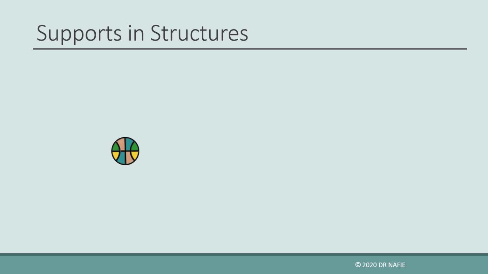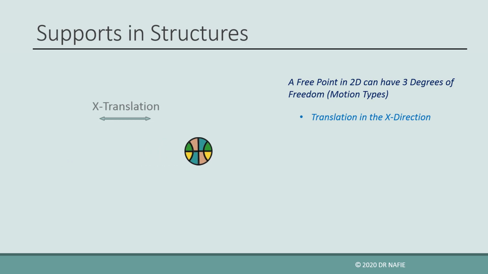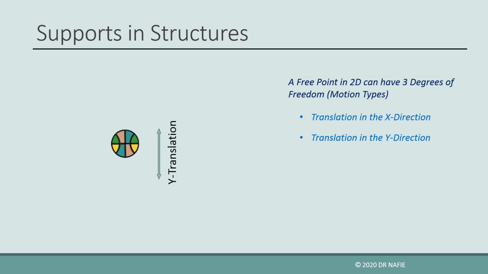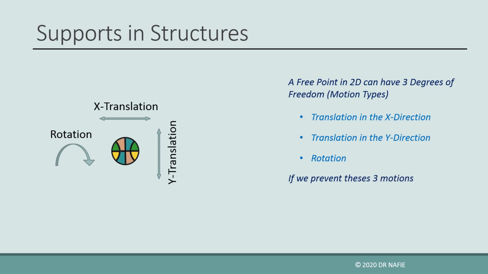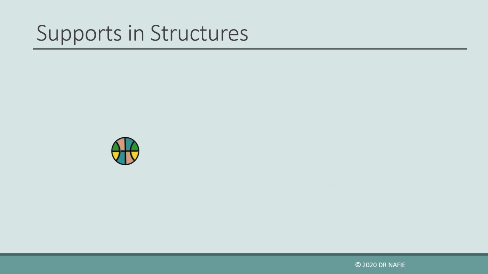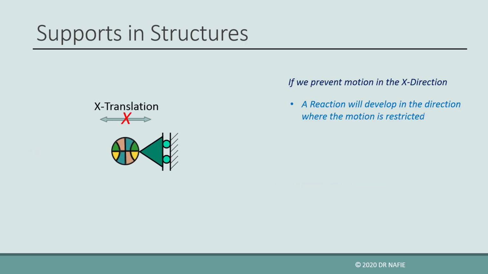In 2D statics, a free point can experience three types of motion. We call them 3 degrees of freedom, which are a translation in the horizontal x direction, a translation in the vertical y direction, and a rotation. If motion is prevented in all 3 degrees of freedom, the point will be completely stationary and will not move or rotate. To prevent the movement of the point in one direction, the x direction for example, a reaction must be developed at the point in that direction to resist the force that is trying to move the point.